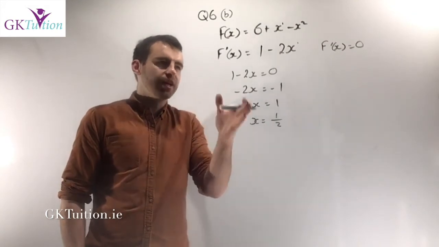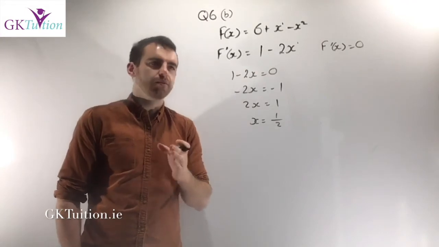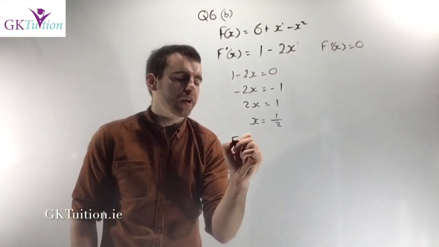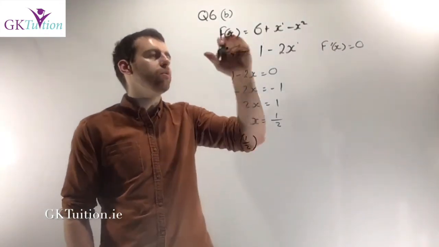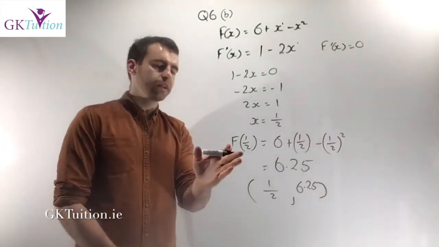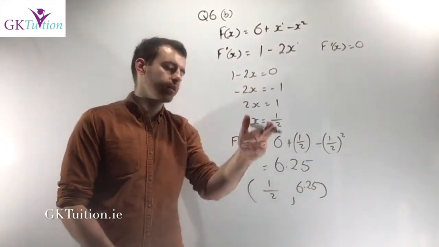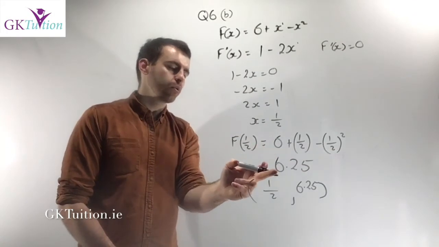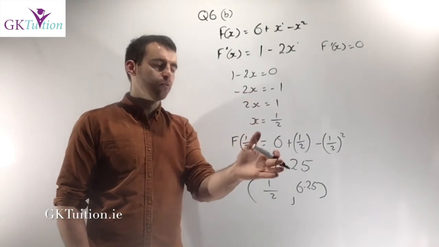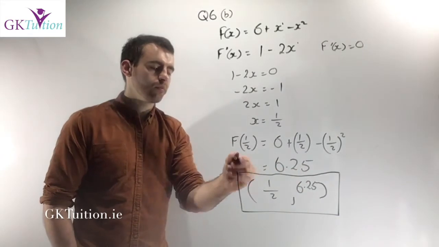Now once I have the x value, the question here asks me for the coordinates. So I need to find the corresponding y value. So I need to sub into the original function. If this is f of x, I need to work out what f of a half would be. I need to rewrite this function, except everywhere there's an x, I need to sub in a half. So I'm looking for f of a half, so it becomes 6 plus a half minus a half squared. And when you plug all that into your calculator, it works out as 6.25. So the turning point has an x value of a half and a y value of 6.25. So the answer to this question, that's the coordinates of your maximum point.